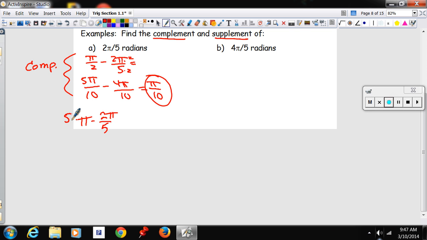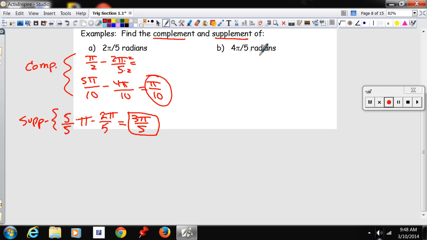So 5 fifths minus 2 fifths. That gives you how many fifths? 3 fifths. So that would be your supplement, 3 pi over 5. So now in your head, 3 fifths plus 2 fifths gives you the 5 fifths, which is 1 pi. So this would be your supplement right there. So supplement.